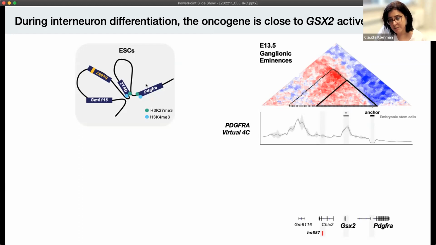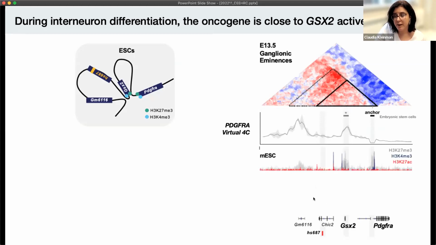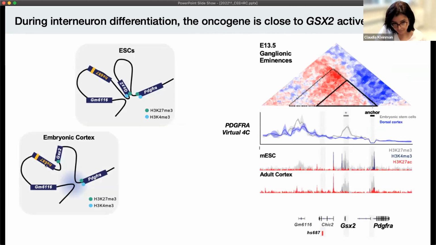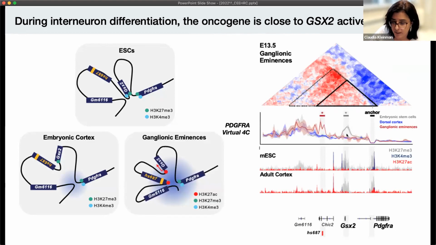So in the embryonic stem cell state, PDGFRA is not making any contact with GSX2 or the enhancers. In the dorsal regions of the brain where interneurons are not born or generated, we still don't have any link, any 3D contact with this active enhancer, because it's specifically in the ganglionic eminences, in the region of the interneuron origin, where we have this chromatin conformation that puts together PDGFRA, the oncogene and an active transcription factor.